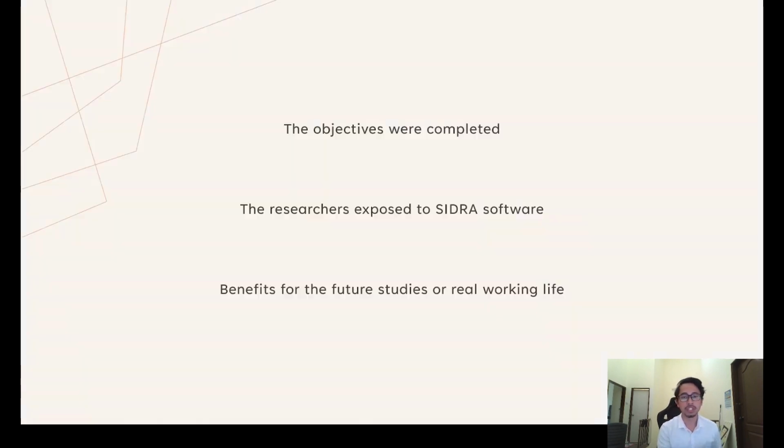So for the conclusion, the objectives of this study were completed: first, to conduct the analysis of traffic delay by using UAV, and the second, to study and determine the LOS for the intersection along Jalan Perindustrian to Jalan Sri Tanjung Indah at Jalan Kesang, Muar. By doing this study, the researchers are exposed to software that can benefit their studies and their working life in the future.